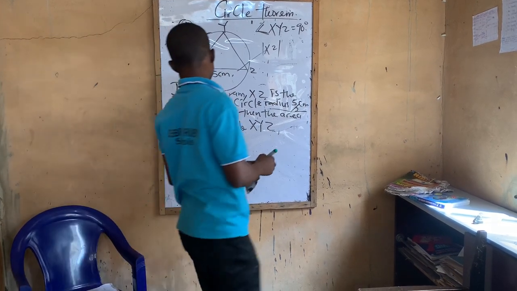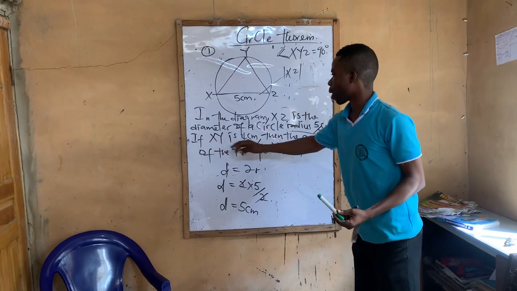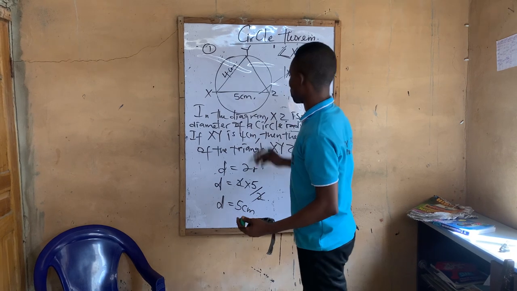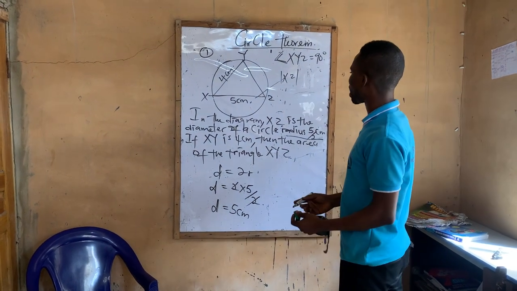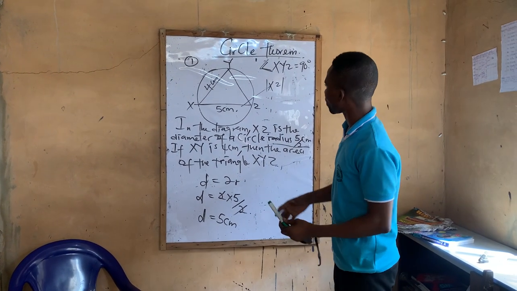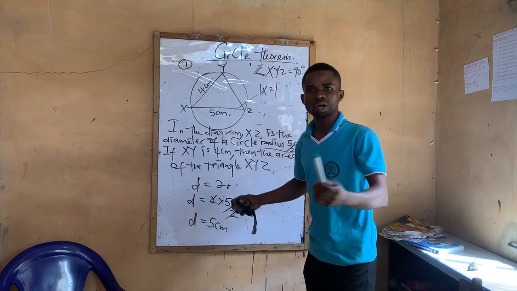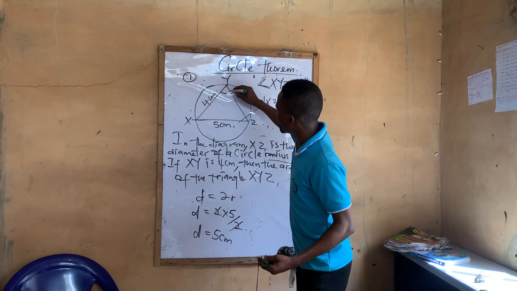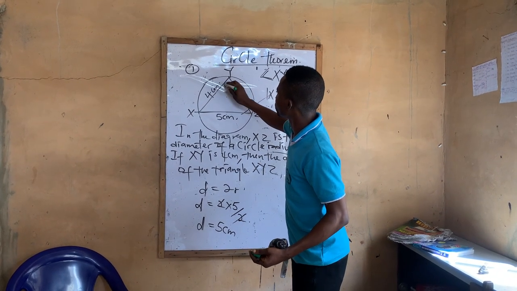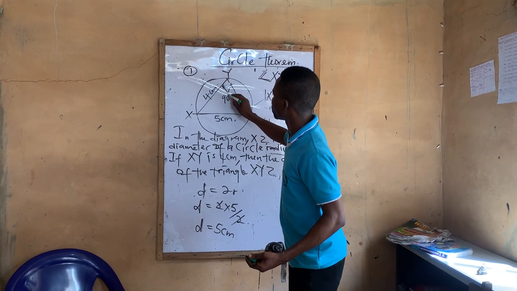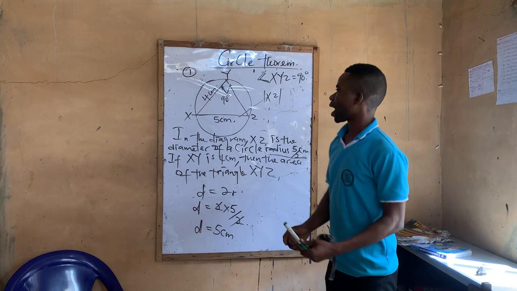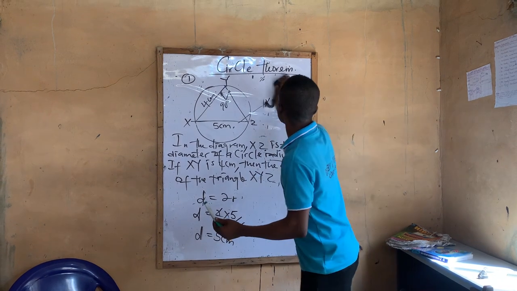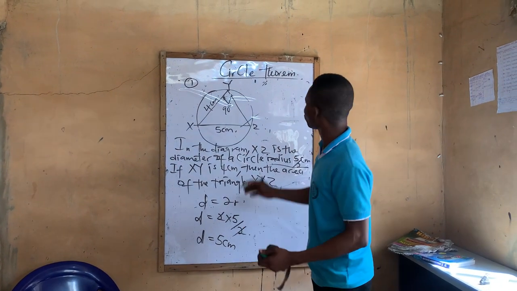If my diameter is 5 and XY is 4 centimeters, then they ask me to find the area of the triangle XYZ. You should have known that this triangle is a right-angled triangle, because this place is 90 degrees, and any side that faces 90 degrees is always the hypotenuse. That means you can redraw the triangle to be something like this.